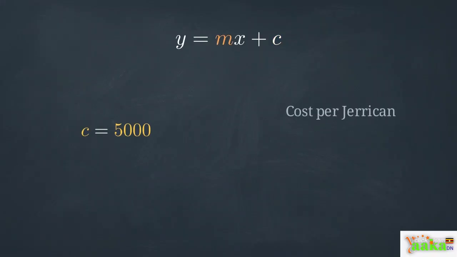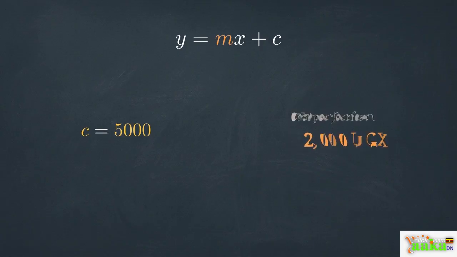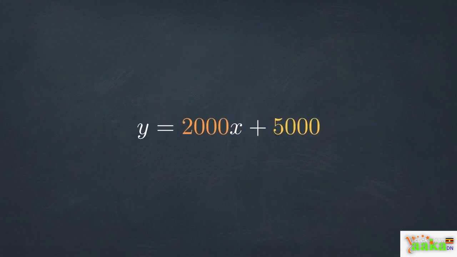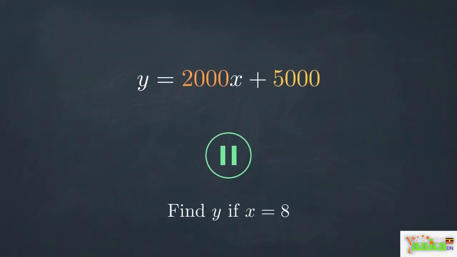Next, we find the gradient, or m. This is the recurring rate of change per unit. Since the water service charges 2,000 shillings for every single jerrycan they fill, our gradient is exactly 2,000. By combining these two real-world values, we generate our final usable equation for the total cost. Y equals 2,000x plus 5,000.